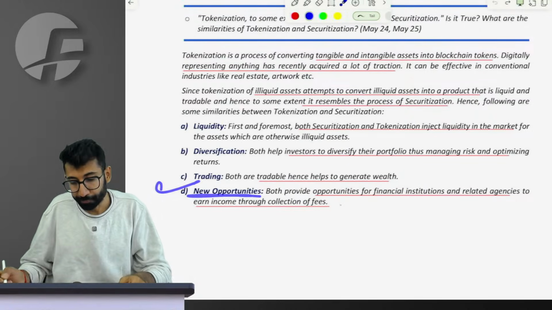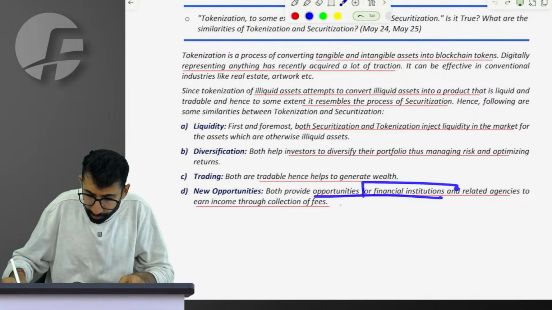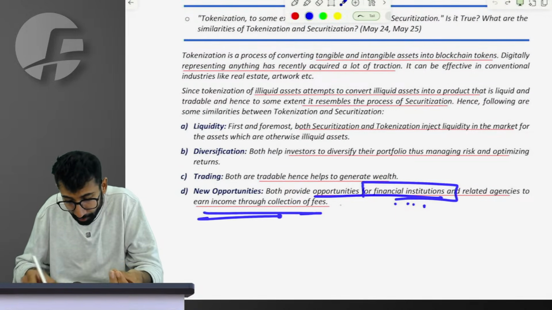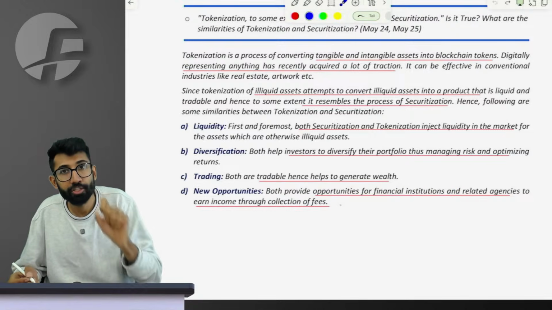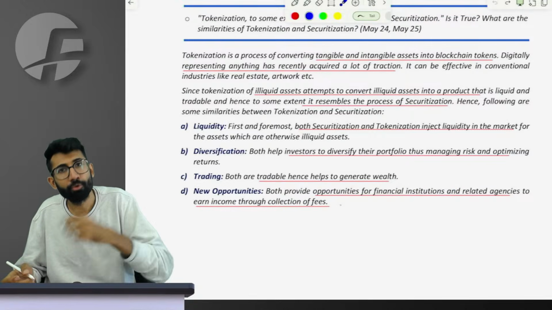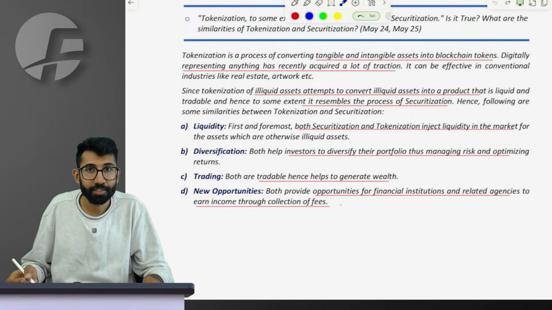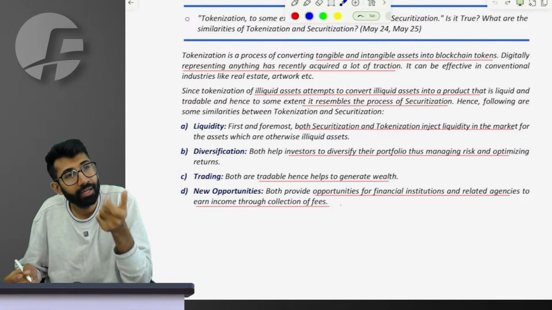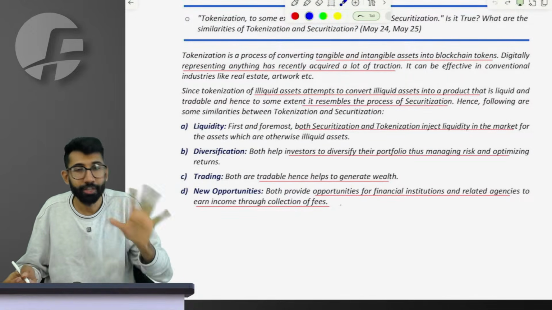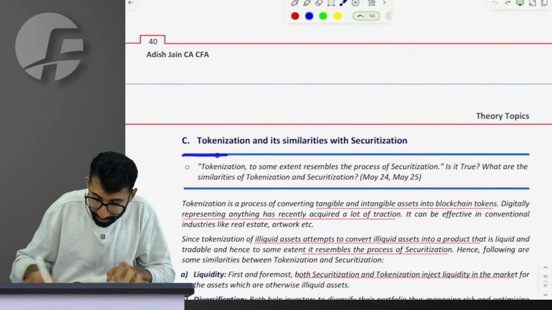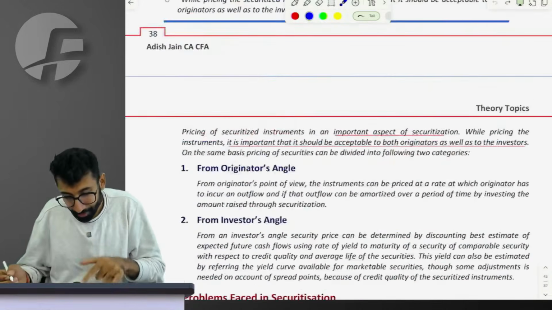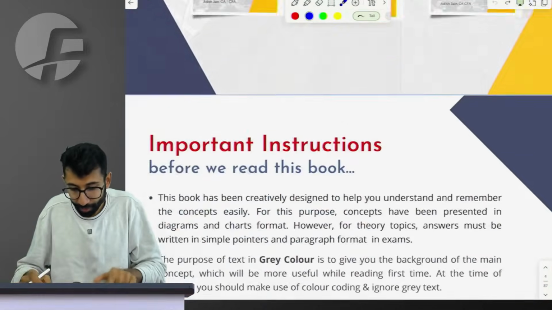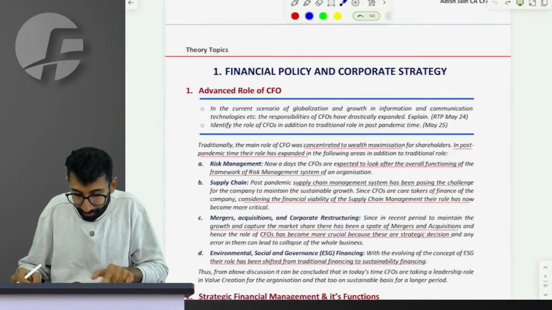New opportunity: it gives financial institutions an opportunity to come up with new types of business where they can collect more fees. For example, digital gold is a new product. So Paytm or PhonePe or whichever company does that business has a newer way to generate income by collecting some kind of fees when you buy digital gold. That is how they are similar. People in the class, the entire topic of securitization gets over. I hope I could explain that to you.